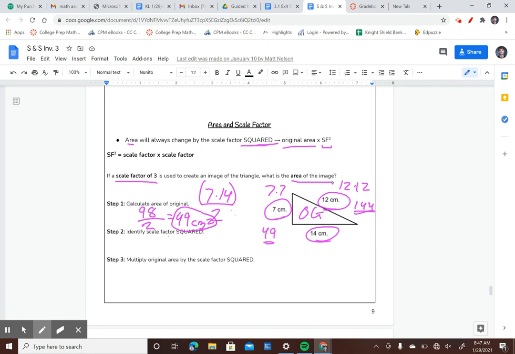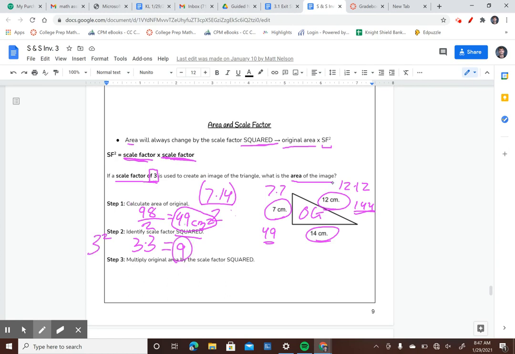So now I'm going to identify the scale factor squared. My scale factor is 3. So what I'm going to do is do the scale factor multiplied by the scale factor. And so when I do 3 times 3, that's going to give me 9. Okay, so that is my scale factor squared.